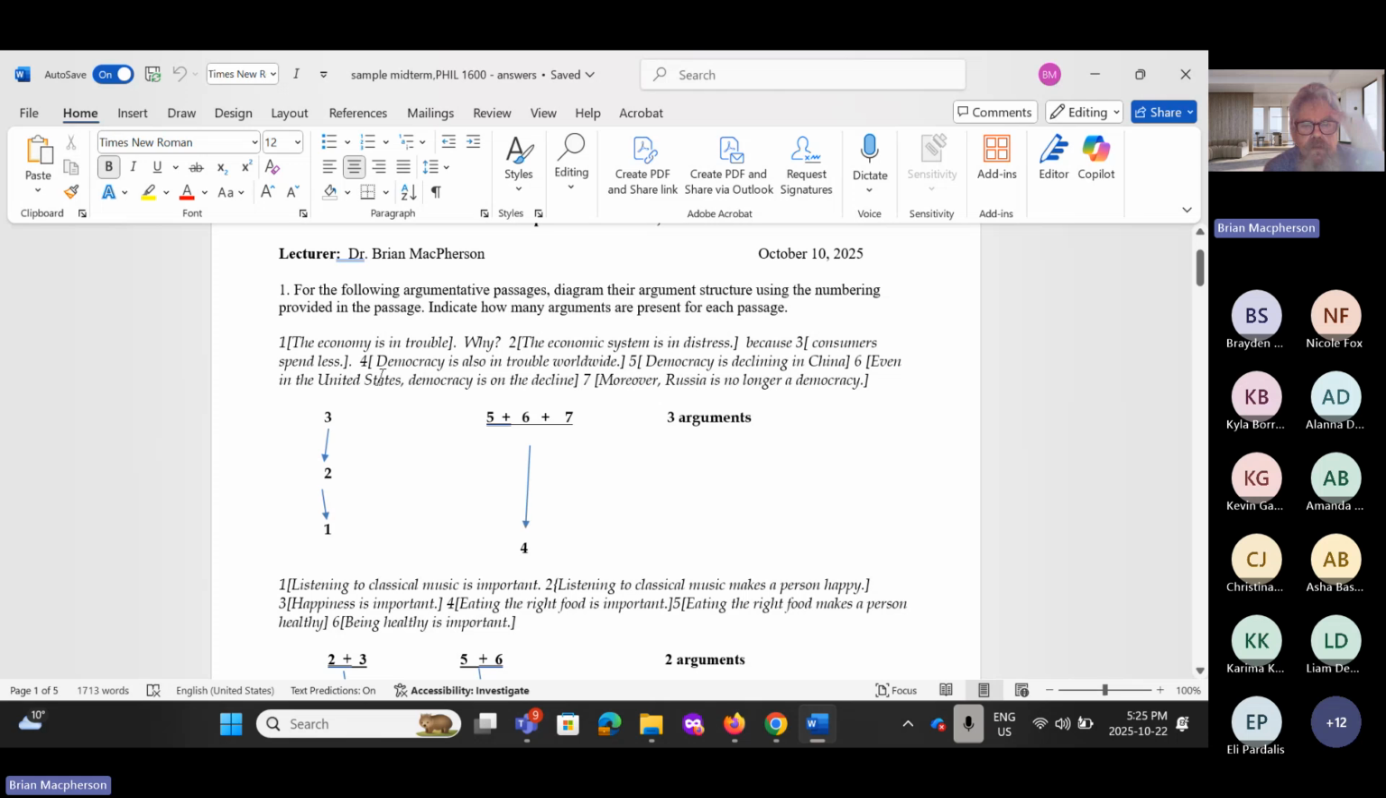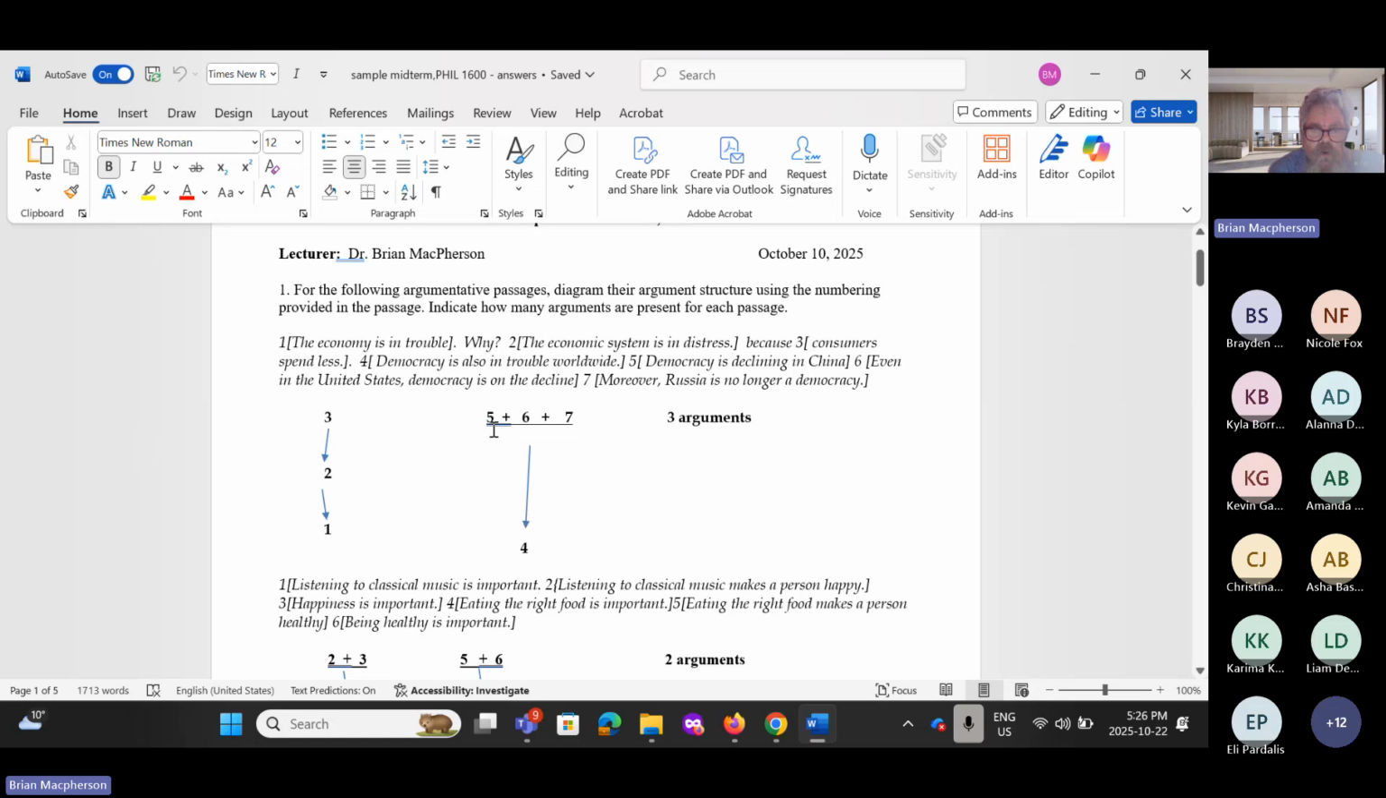The second argument is to support the claim that democracy is in trouble. All right. So why is democracy in trouble? Well, first of all, democracy is declining in China. Even in the United States, democracy is on the decline. Moreover, Russia is no longer a democracy. So if you put those three together, that seems to be a pretty good reason for saying that worldwide democracy is in trouble, because those are three major countries, right?